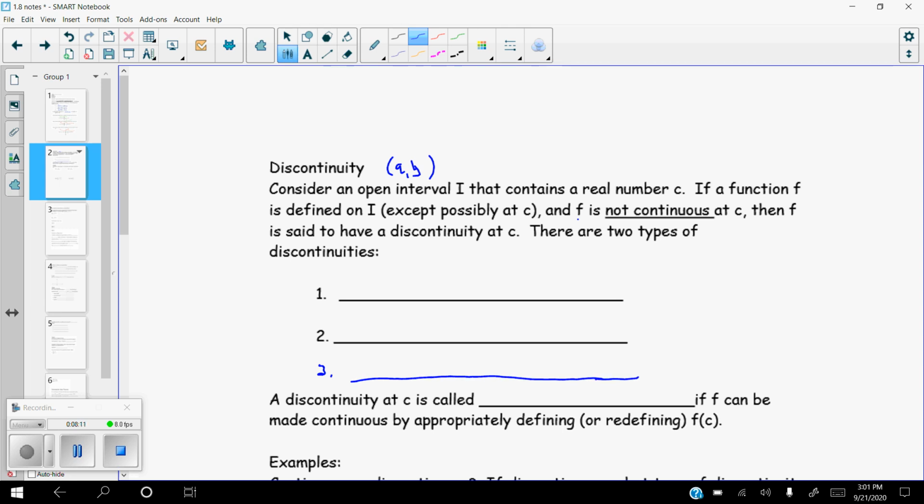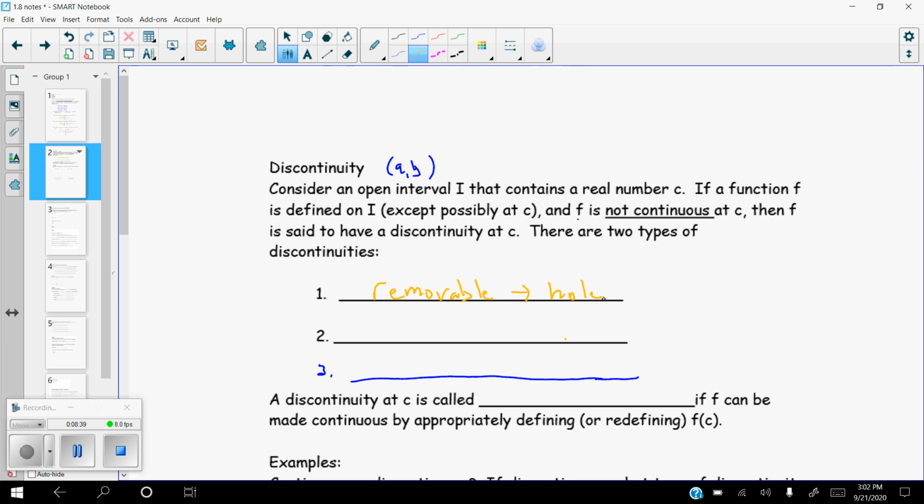So the first kind is what's called a removable discontinuity. Removable. Okay, and a removable discontinuity typically is a hole in the graph. And the reason it's called removable is because we can actually manipulate the function or redefine the function so that we can get rid of the removable discontinuity.